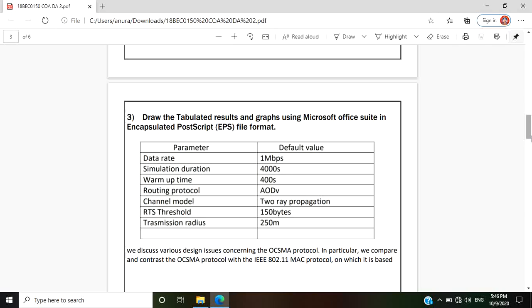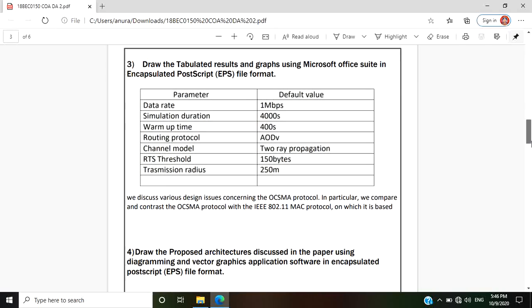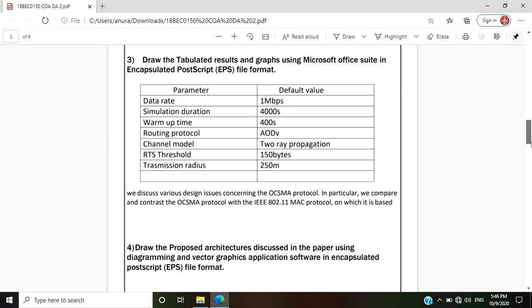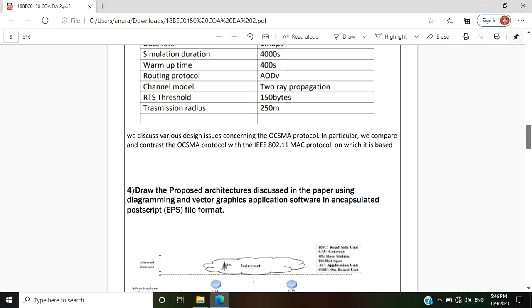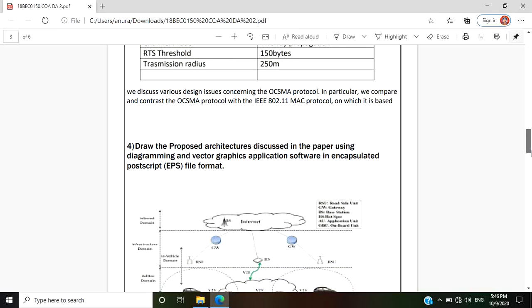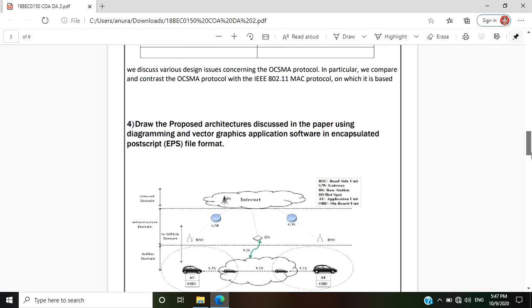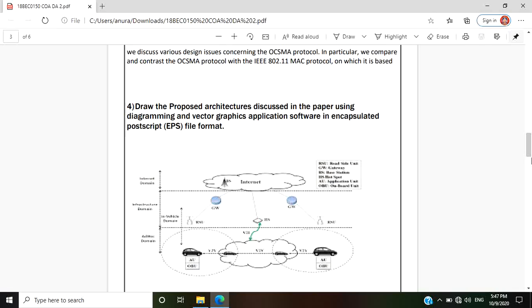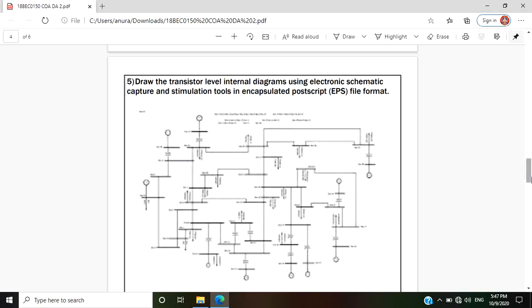These are the parameters and default values: data rate, simulation duration, warm-up time, routing protocol, channel model, RTS threshold, transmission ratios. Draw the proposed architectures discussed in the paper using diagramming and vector graphics application software in encapsulated PostScript file format. This is my proposed architecture discussed in the paper. Move on to the fifth question.